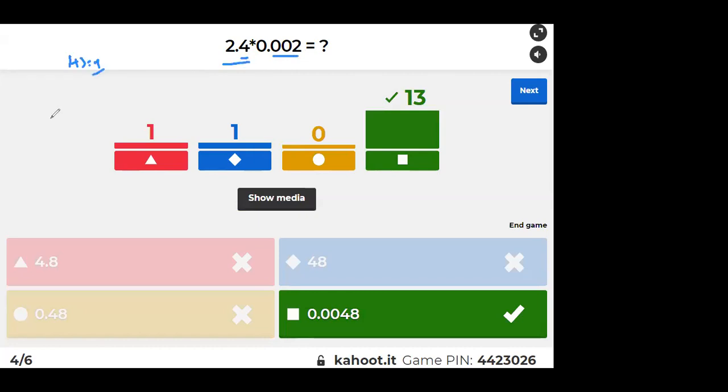Now 24 into 2 is 48. Then 4 decimal places: 1, 2, 3, 4 decimal places. This is the correct answer. Okay, got it? Next.